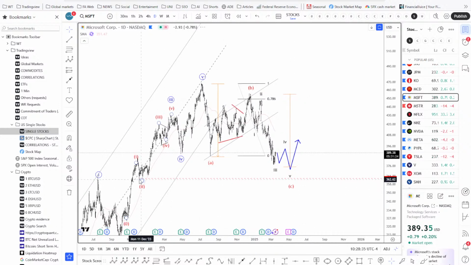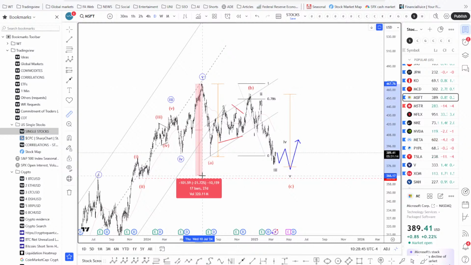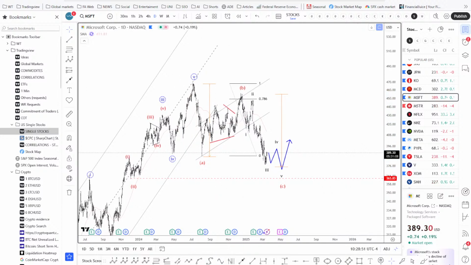Not only was that a swing low, it was also the swing high, the same level from back in July of 2023. So definitely we are approaching very nice support levels here, and this, by the way, was quite a deep pullback as well, 20% or so.